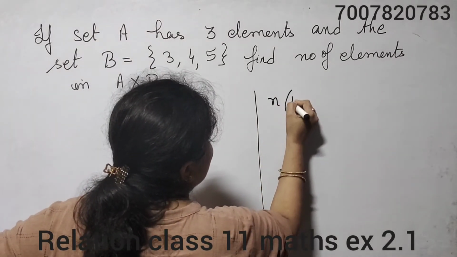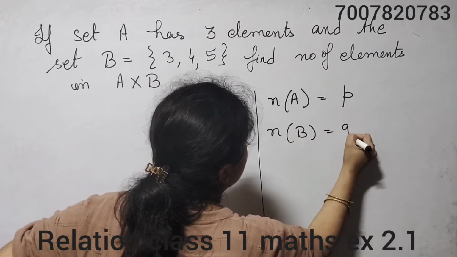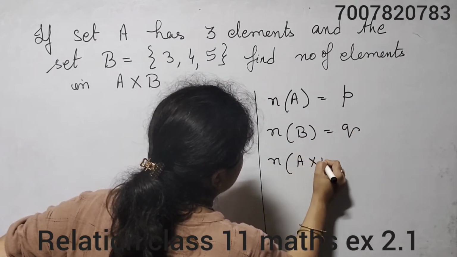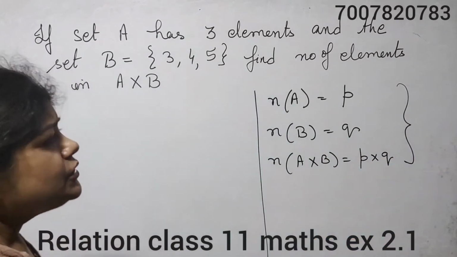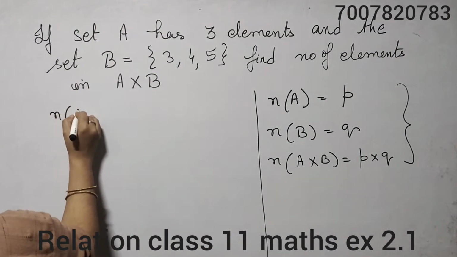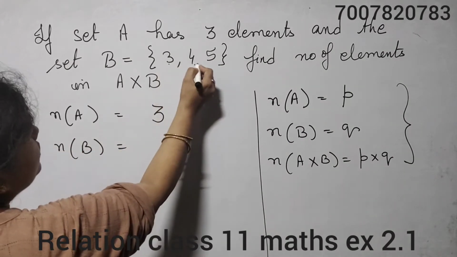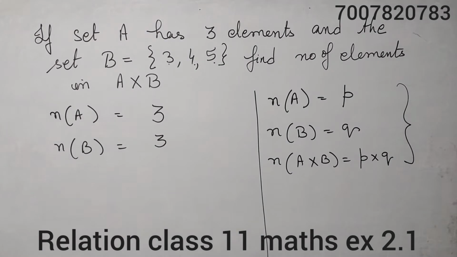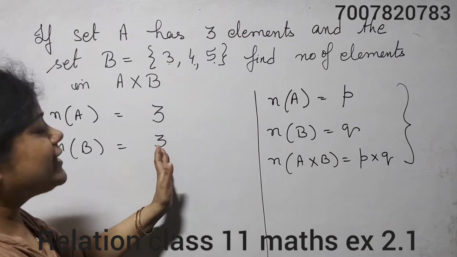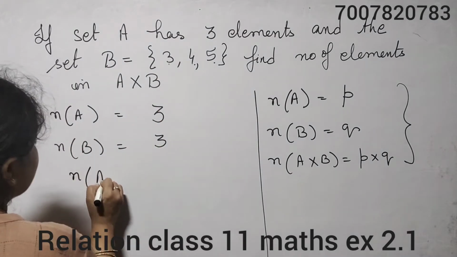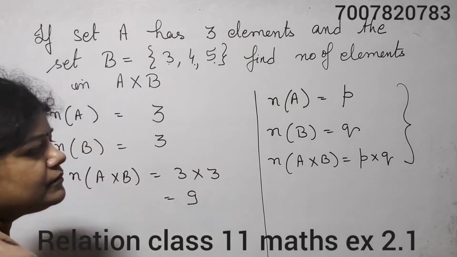For example, number of elements in set A is P, and number of elements in set B is Q, then number of elements in set A cross B is equal to P into Q. Simple. This is the formula. So from here, the number of elements in set A is 3 and number of elements in set B, 1, 2, 3. Clear? In the question it is given A has 3 elements. In the question B, the elements are given, so you have to count there again 3. So number of elements in A cross B is equal to 3 into 3, which is equal to 9. So simple.